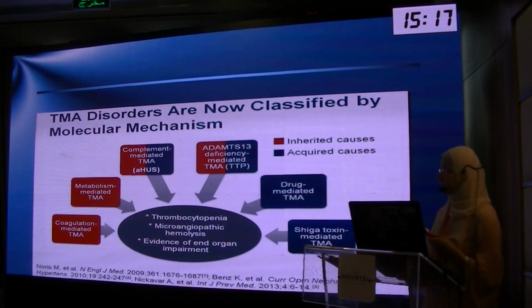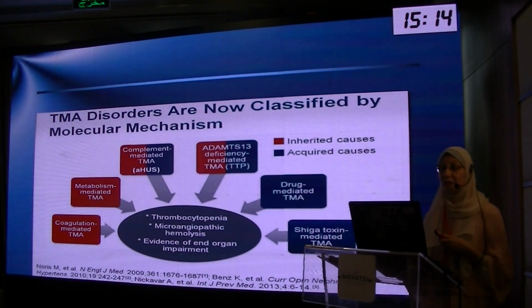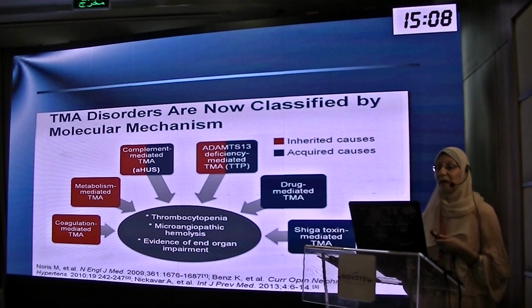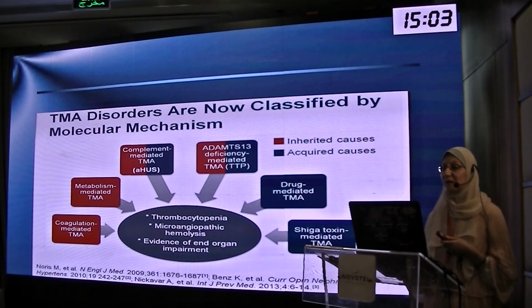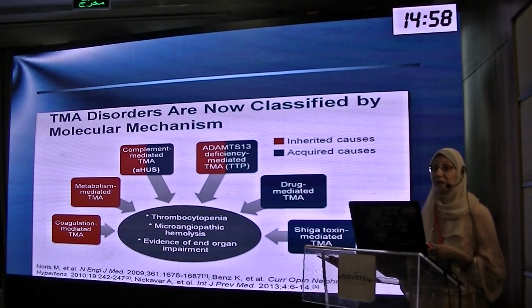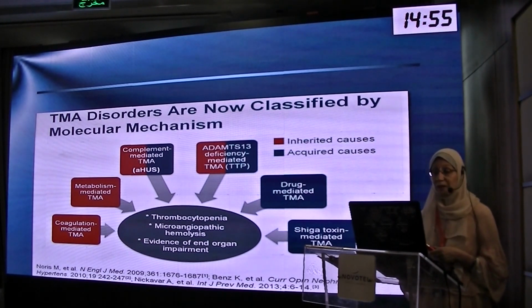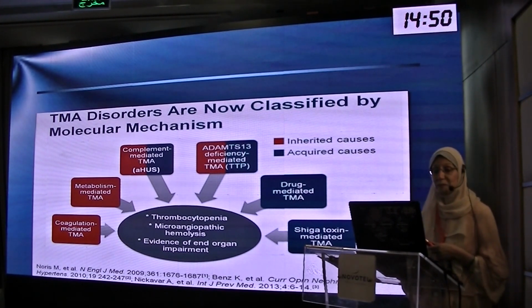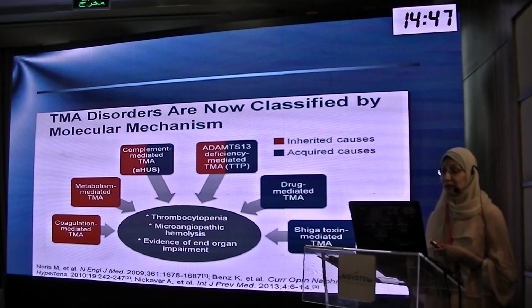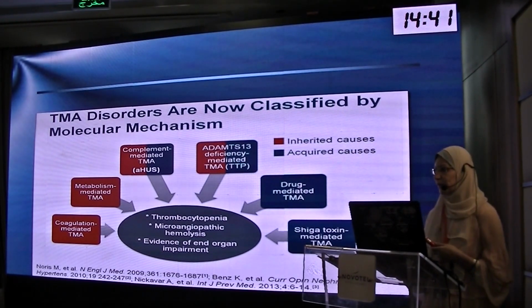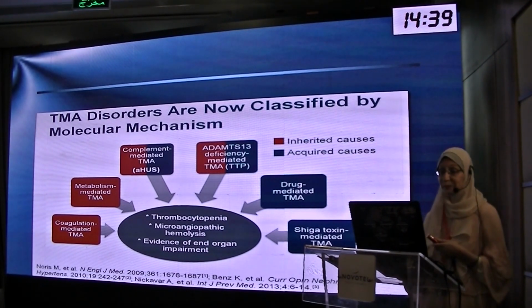And this is a very important slide, because now TMA disorders are classified by molecular mechanisms into ADAMTS13 deficiency mediated and complement mediated TMA that we've just been talking about, and these could be either inherited or acquired, as mentioned. But we also have the drug-mediated TMA and the toxin-mediated TMA, which are acquired. And we have the metabolism-mediated TMA due to defective intracellular metabolism of vitamin B12, cyanocobalamin, or coagulation-mediated TMA due to genetic mutations in the genes coding for proteins that are important for coagulation, like thrombomodulin and plasminogen.